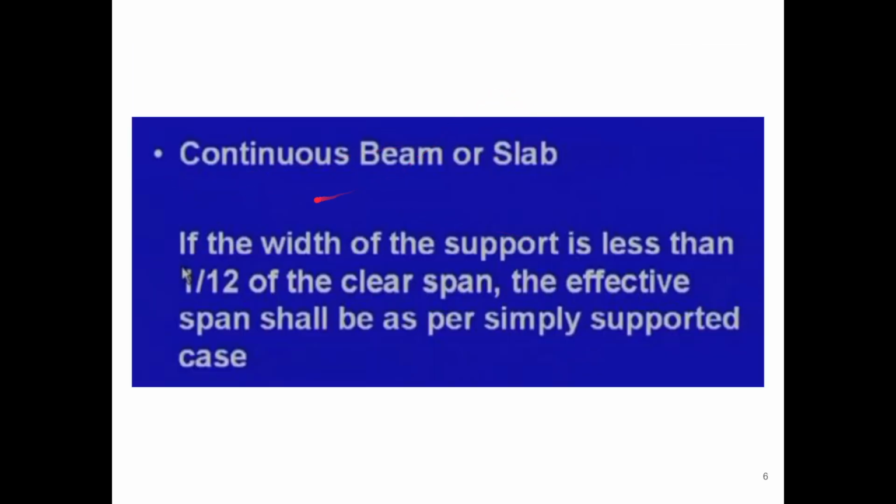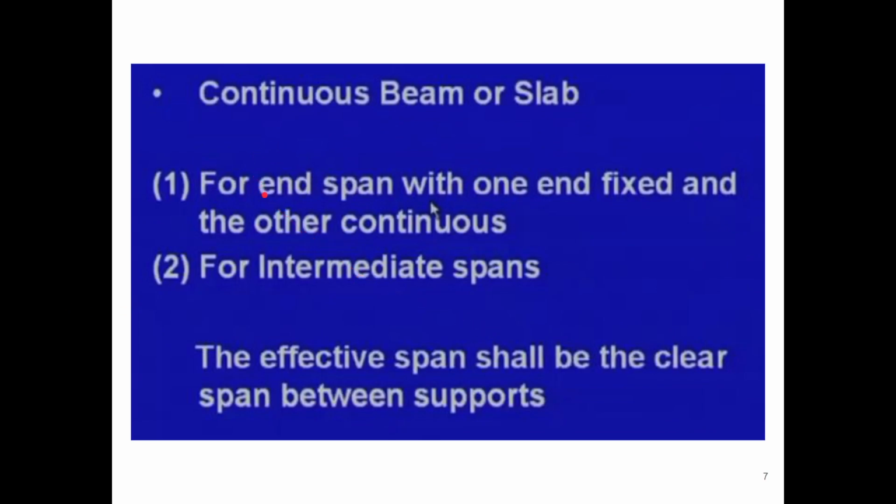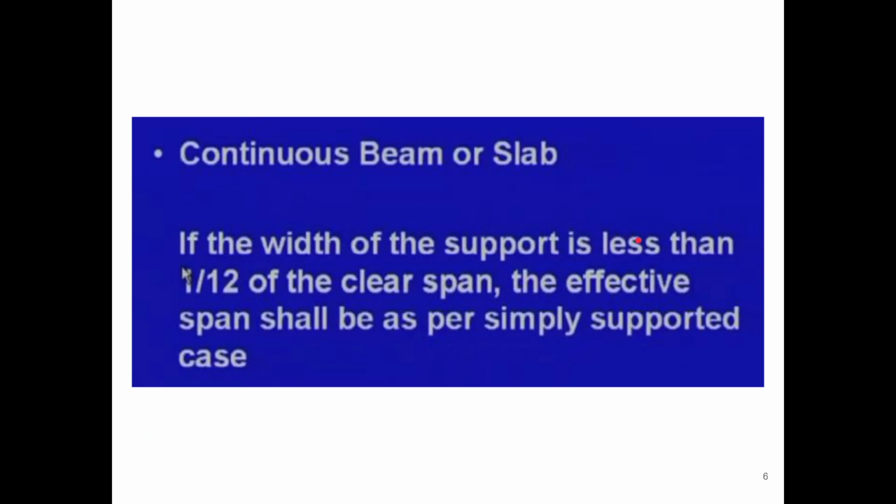Now, in the case of a continuous beam or slab, if the width of the support is less than 1 by 12 of the clear span, then the effective span shall be as per the simply supported case. If the width of the support is less than 1 by 12 of the clear span, the effective span shall be as per the simply supported case. So this will be for n spans, and that is the general condition.